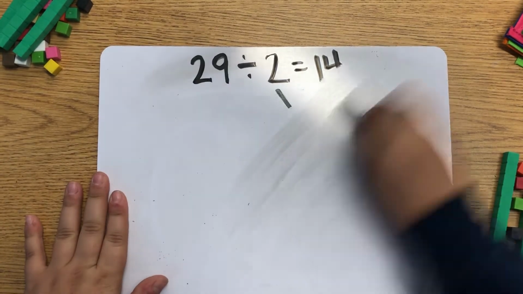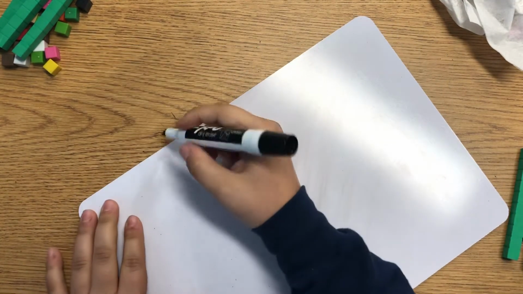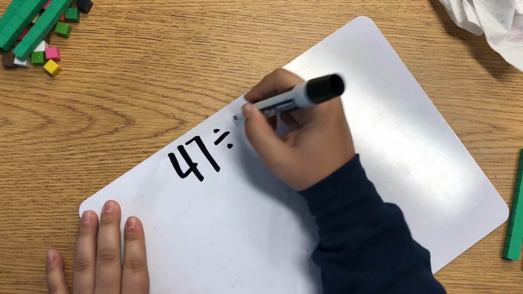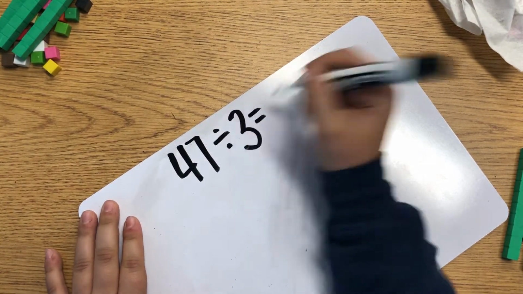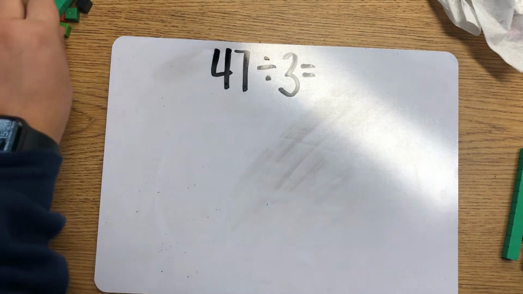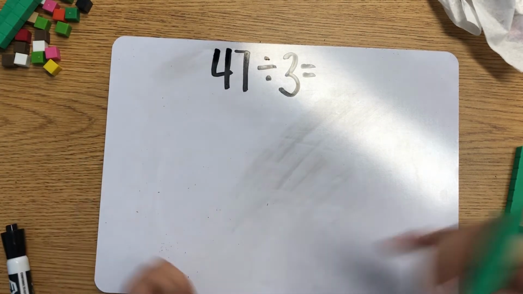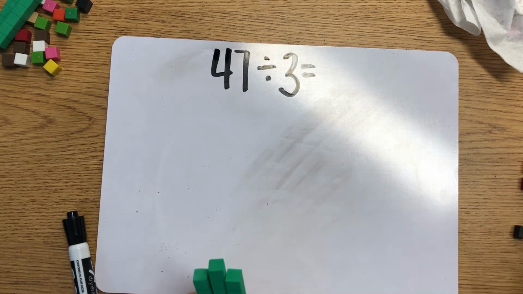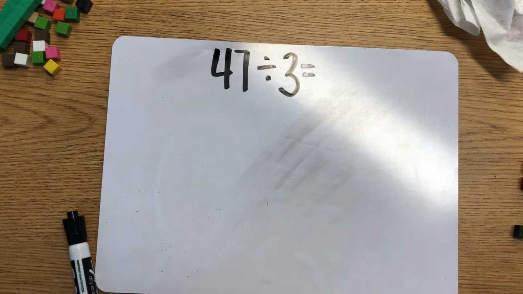So let's go ahead and do another one. We can do a bigger number, 47 divided by 3. Okay, so my dividend is 47. That's the total number of units I have of whatever it is. We're not using very much context just yet because we're just trying to get them to understand the skill before we give them a little more context.